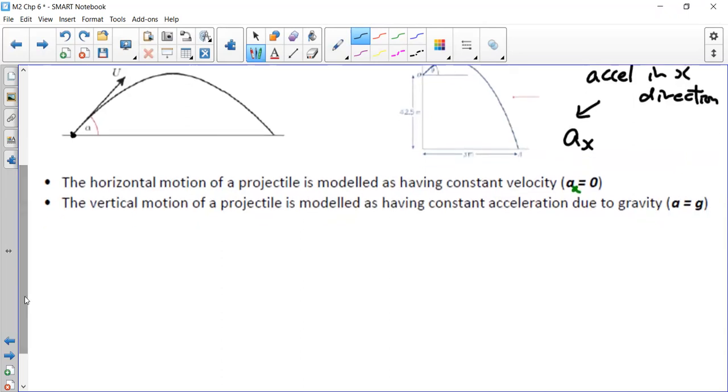But for y, the vertical motion of a projectile is modeled as having constant acceleration due to gravity. So for this a, add a little y underneath, a_y. That's the acceleration in the y direction. That means when you're going up and down, we assume the only thing affecting this acceleration is gravity. So gravity is the only force pulling it. Okay. Anything else?